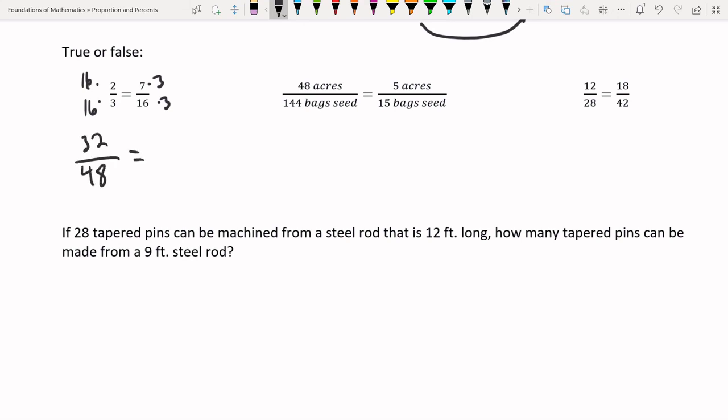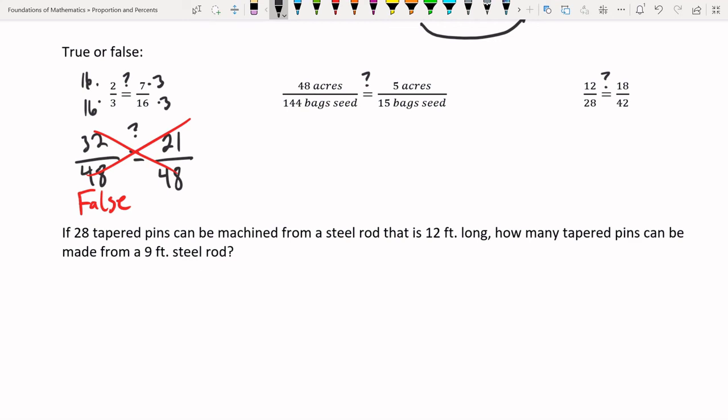So I should actually have a question mark above all of these because we don't know if they're true or not. We're trying to figure that out. 7 times 3 is 21. 16 times 3 is 48. Does 32 over 48 equal 21 over 48? No. So this is a false proportion. It's actually pretty useless because it doesn't even tell us anything true. So there's really no reason to use that.